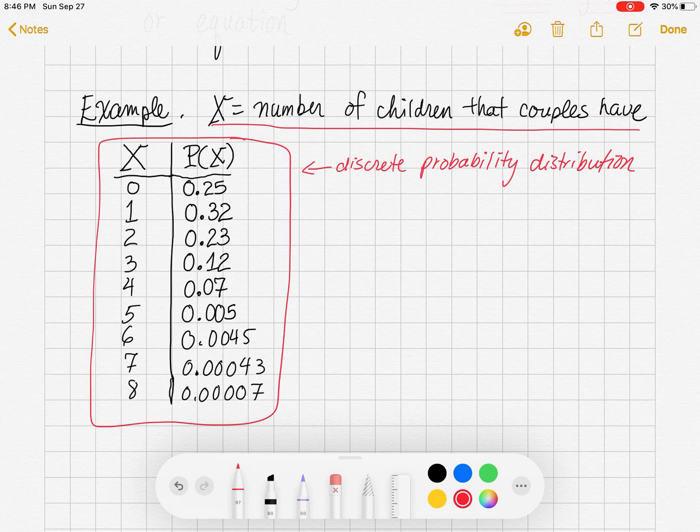So what does this distribution tell us? It tells us how the x values are distributed. Notice that the x value that has the most weight here, 32%, is 1. So it looks like having one child is likely to be the most common, and it has the highest probability of happening.